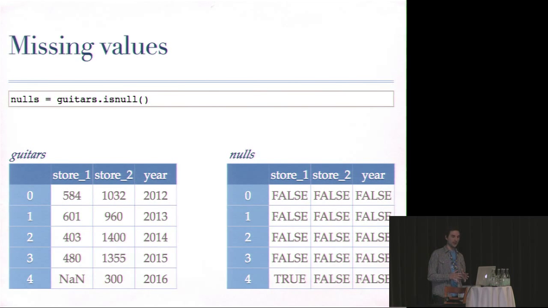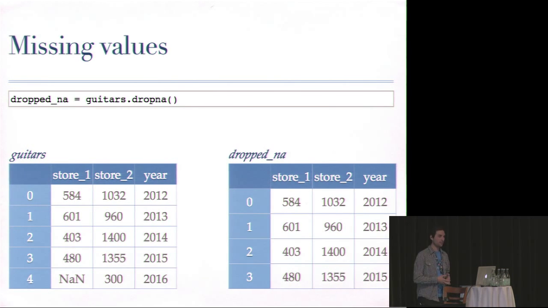Pandas has a lot of built-ins for dealing with missing values. One of these is isnull. When we call that method on the data frame, we're returned a new data frame where each value is turned into a Boolean. So if it's not null, it's false. If it's null, it's true. We can also use the dropna method. If we wanted to drop all the rows in the data frame that contain NA values, we would just say dropna, and then we have a new data frame with only existing values.